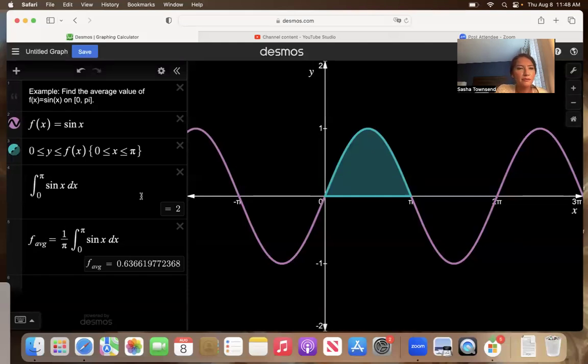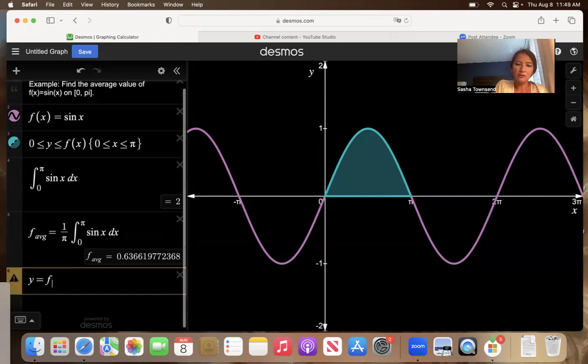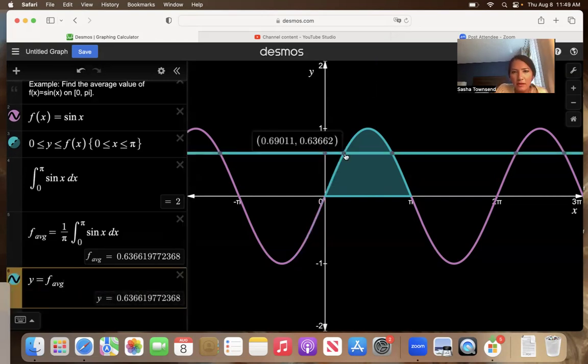Okay, so this is my graph. That's the area under the curve. We found that the area was 2, which is relatively easy to find. So the average value of f is 2 divided by pi, or approximately 0.637. Let's graph that, y equals f average. And then we can say the corresponding x values are x equals 0.69 and x equals 2.45.